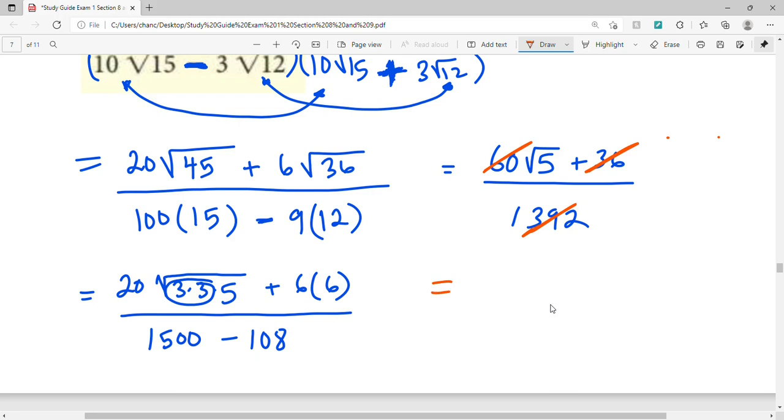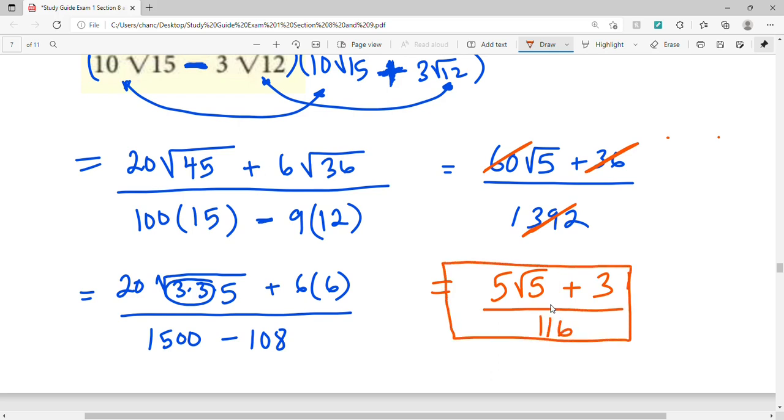Dividing each of the terms by 12, I have (5 root 5 plus 3) all over 116. So this took us quite a lot of work, but just remember you have to use the conjugate of the denominator. And then at the end, don't forget to simplify if there's a common factor.